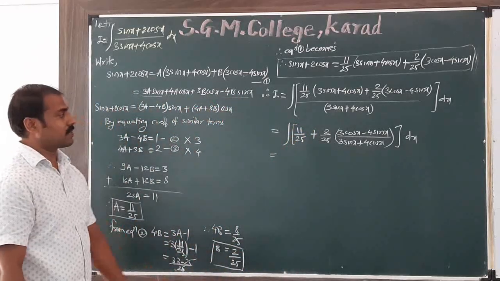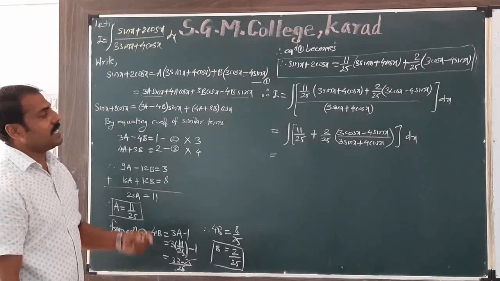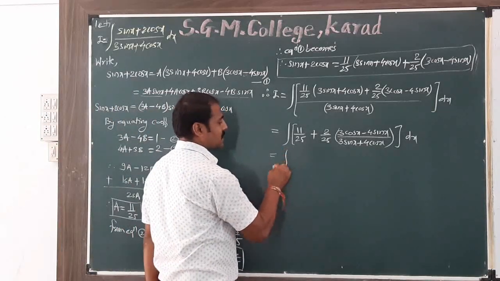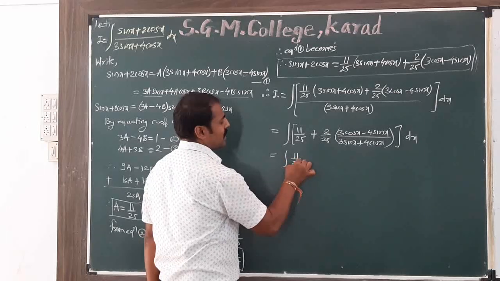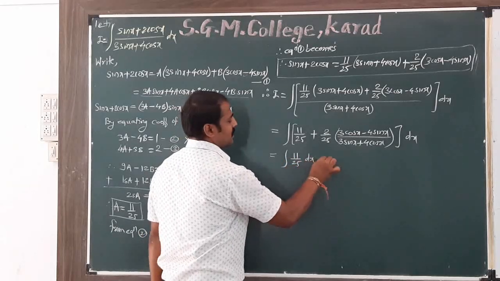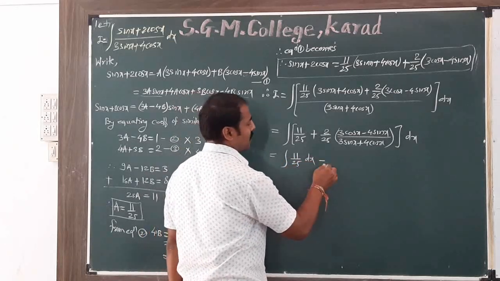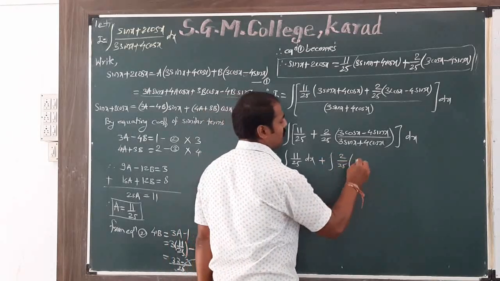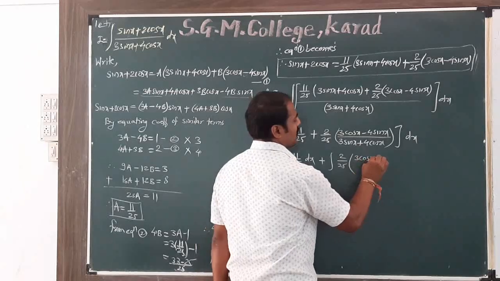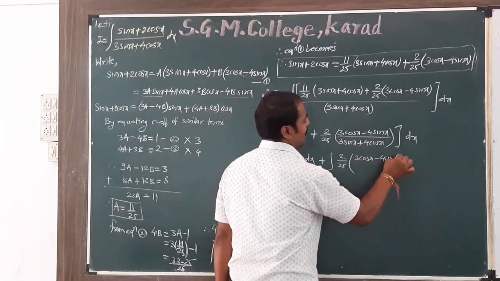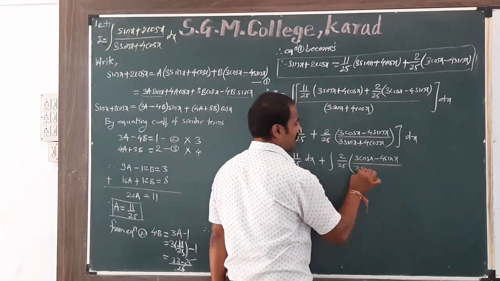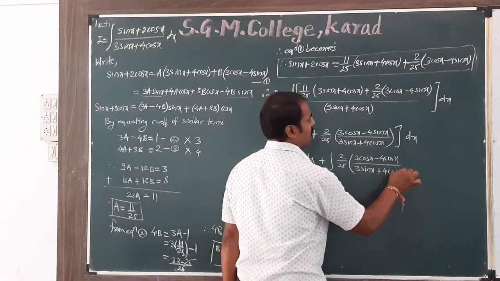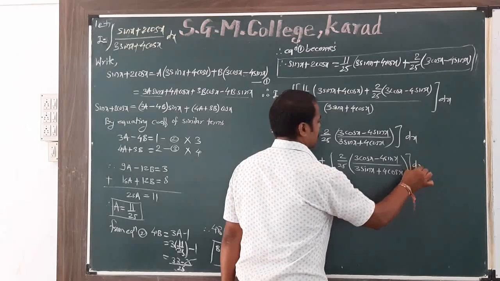Only just separate the denominator. Now inside the integration there is addition. So it's integration of 11 upon 25 dx plus integration of 2 upon 25 into (3 cos x minus 4 sin x) divided by (3 sin x plus 4 cos x) dx.